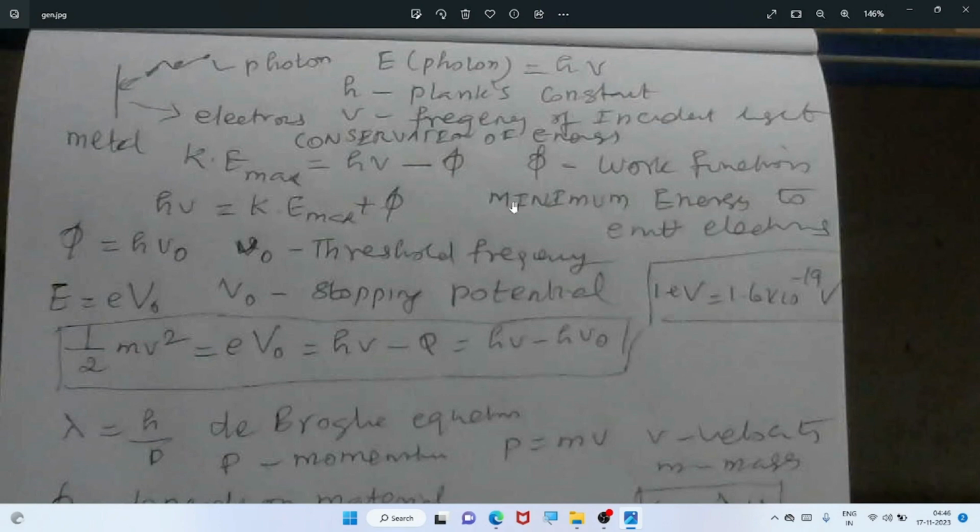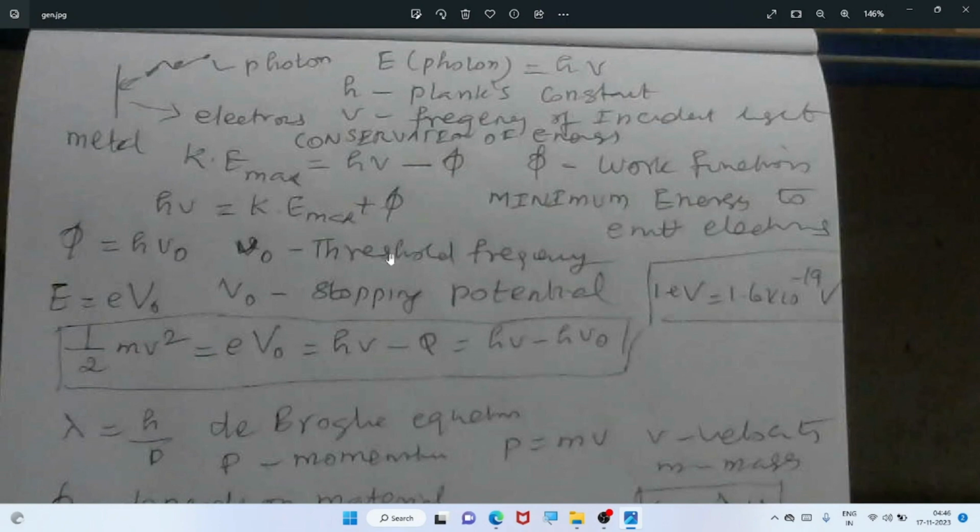Minimum energy to eject the electrons, to emit the electron from the metal, is called the work function. So the incident energy is equal to the kinetic energy of the electrons plus the work function. The work function is equal to h v naught.